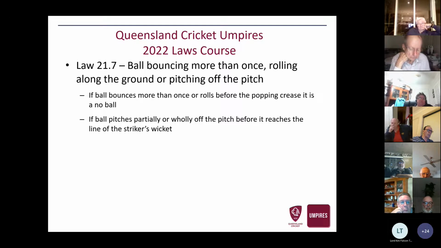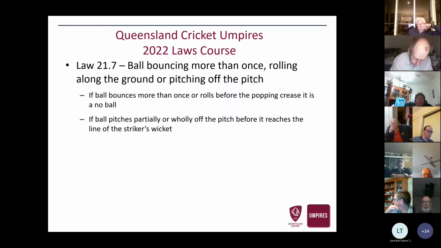21.7, and I did see Jeff Simmons on the call tonight. This is one that Jeff and I dealt with just yesterday, actually. So law 21.7, ball bouncing more than once, rolling along the ground or pitching off the pitch. If a ball bounces more than once or rolls before it reaches the popping crease, it is a no ball. And if a ball pitches partially or wholly off the pitch before it reaches the line of the striker's wicket, it is also a no ball.